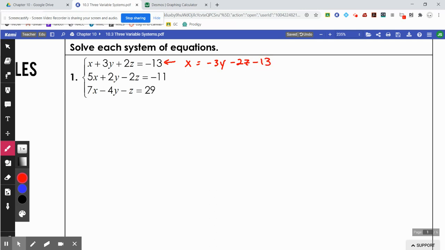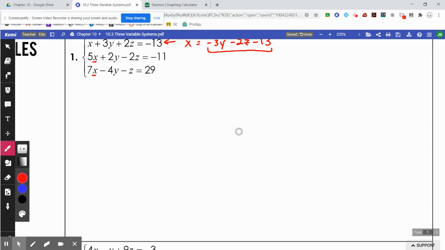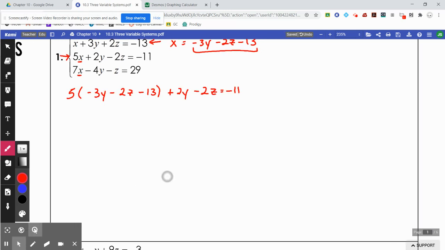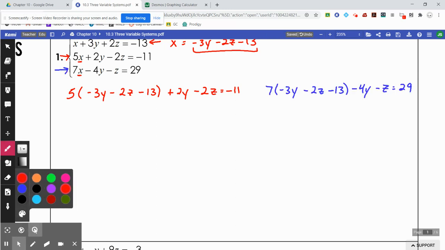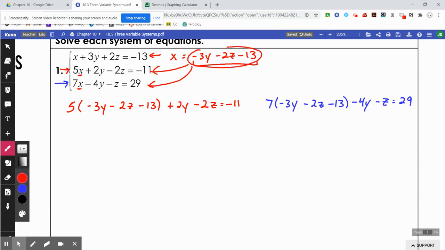Now what I'll do with that, I'm going to take my other two equations, and in the place of x, I'm going to substitute in what I just found. So here's what my second equation turns into, and here is what my third equation turns into. And again, all I did there was I pulled out the x, and I substituted in what it was equal to into the other two equations. Now, it's very important that you make sure you plug that into the other two equations, one at a time.